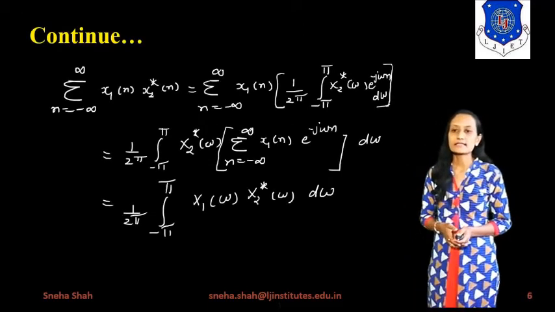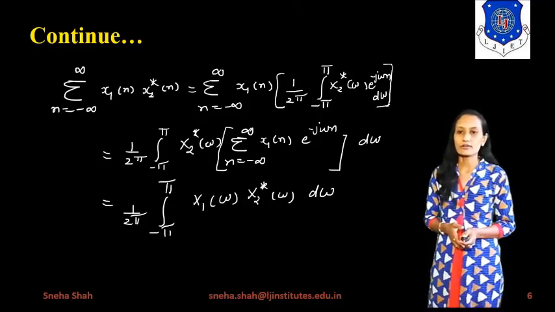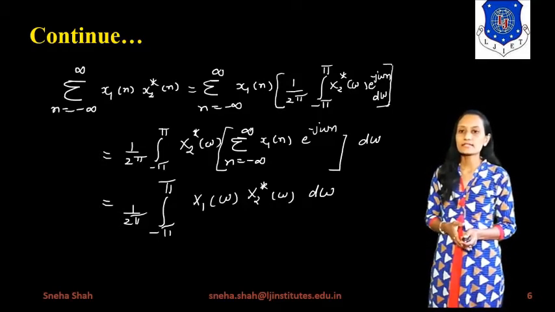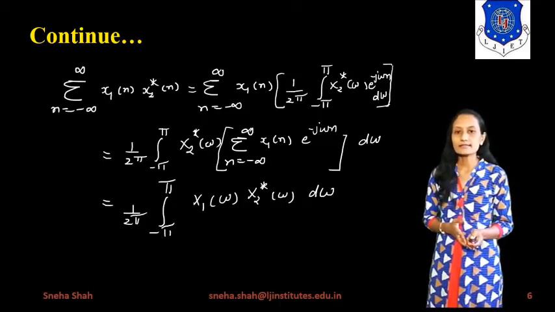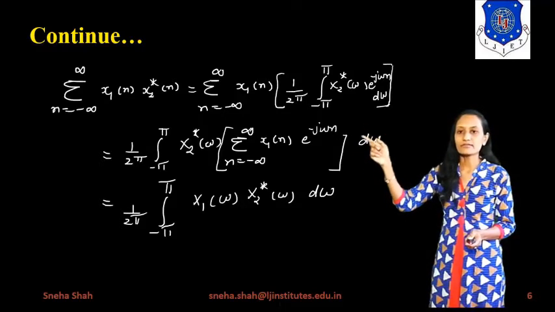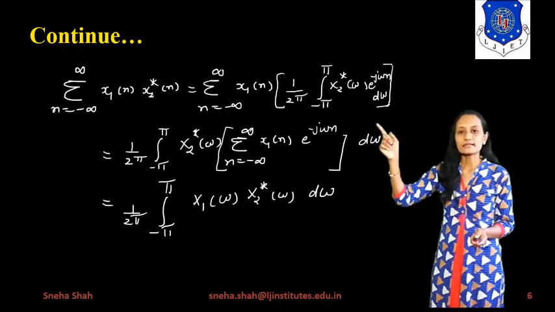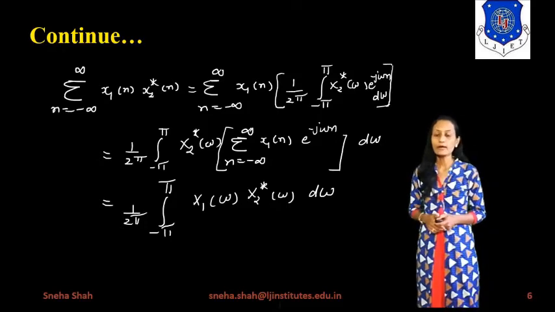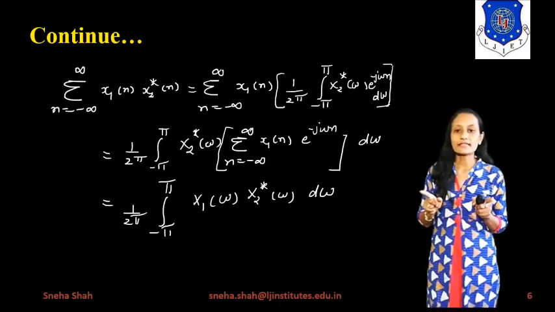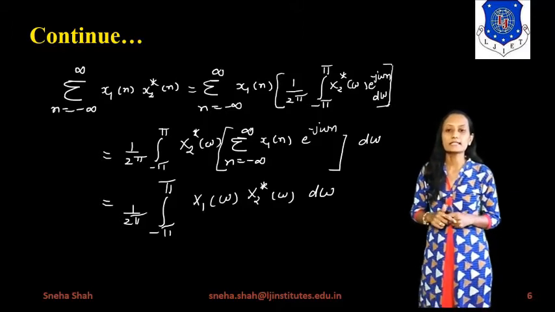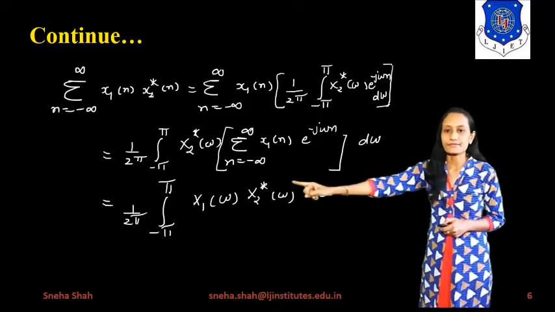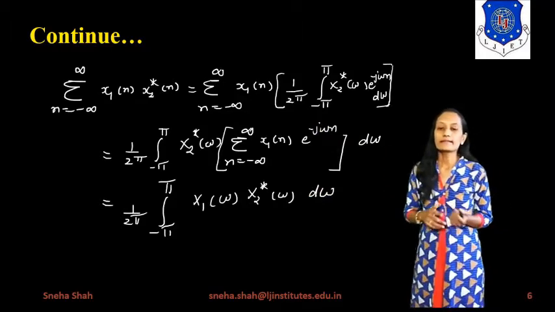So if we take the summation n equals minus infinity to infinity x1 of n, x2 star of n is equal to, instead of x2 star of n, we put in its value. Its value will be written in this square bracket. So I will write this summation as it is: summation n equals minus infinity to infinity x1 of n in brackets 1 upon 2 pi integration minus pi to pi x2 star of omega into e raised to minus j omega n d omega. Now here we will apply that rule. If summation and integration are both there, then we rearrange the order. So we take this integration first and then the summation in the second position.